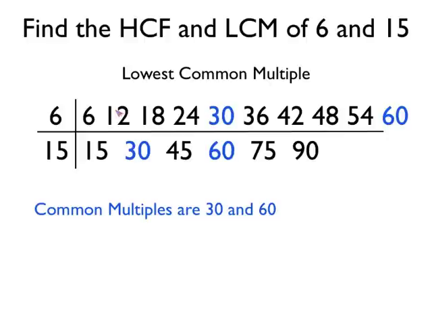They are multiples of both numbers. Highlight them, they're the common multiples. And then the lowest of the common multiples, the lowest common multiple, is 30. And that's all there is to it.